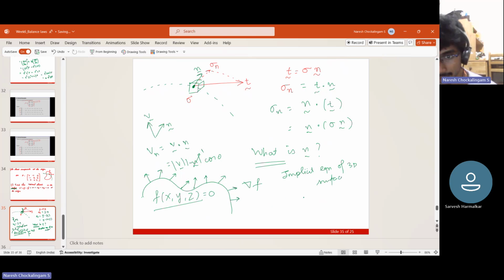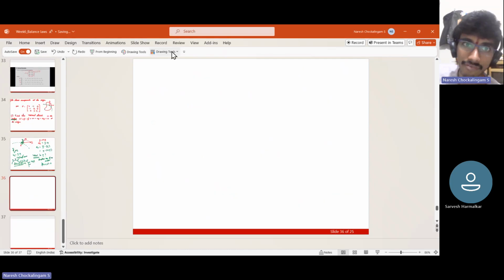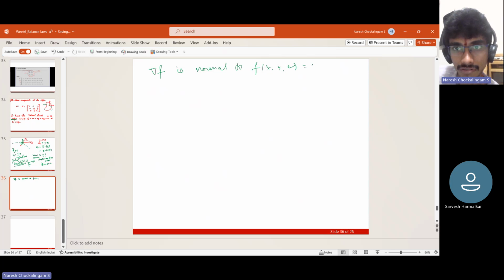We have a 3D surface defined as f of x, y, z equal to 0. The normal field, the vector field grad f, is normal to f of x, y, z equal to 0. Why is grad f normal to this? We'll see that. The reason is if you make some small changes.